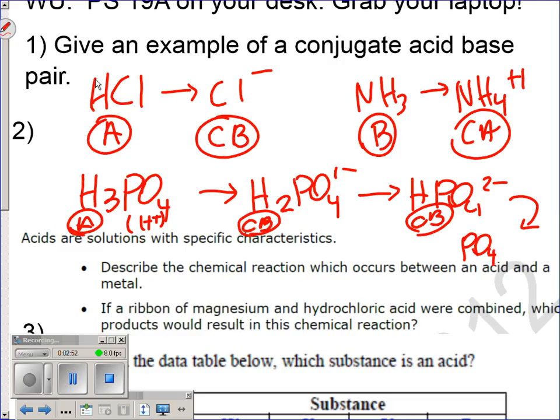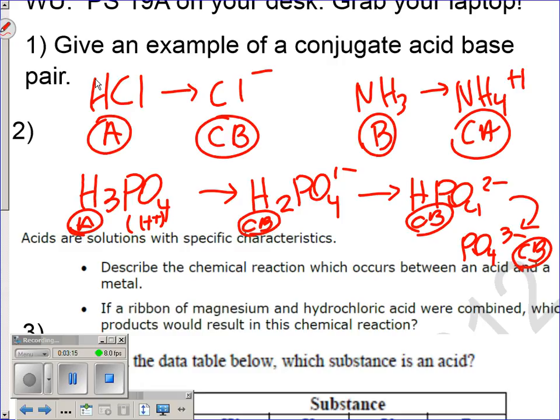PO4, 3 minus, and who's that? That's phosphate, so that makes sense that after 3 deprotonations, or 3 losses of H's, it now becomes just plain old phosphate. So there are 3 conjugate bases because there were 3 different H's. What do you call an acid that has 3 H's? Say again? Triprotic. Good.